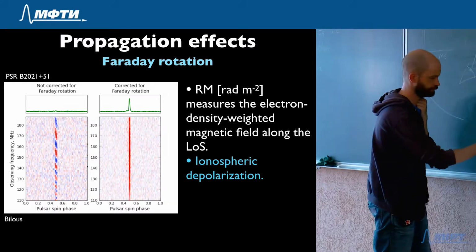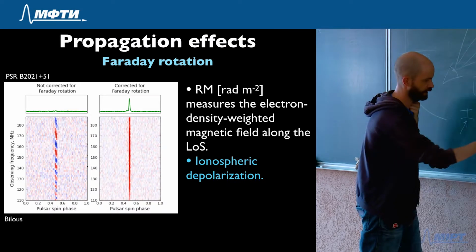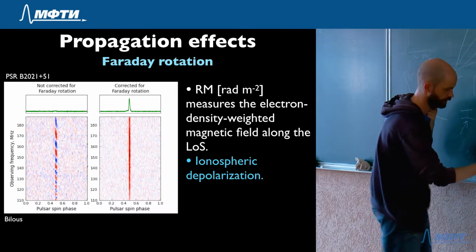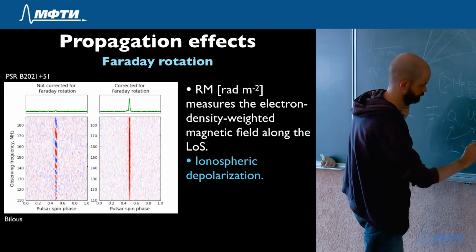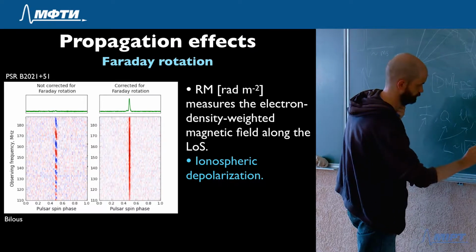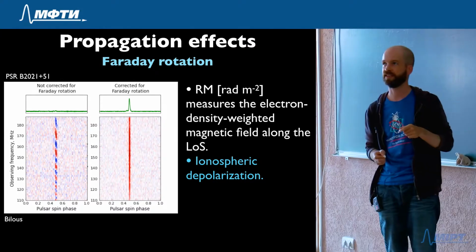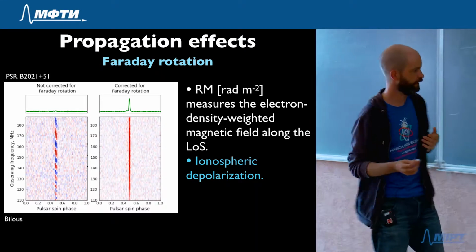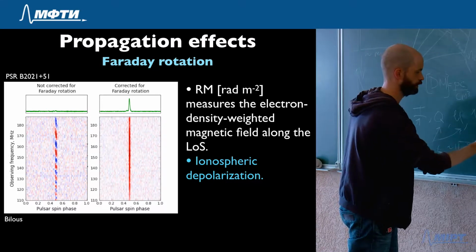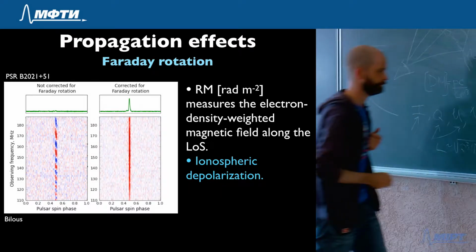Q and U combined give you the linear polarization. So how much of the total intensity is linearly polarized? And then V is essentially giving you the circular polarization.